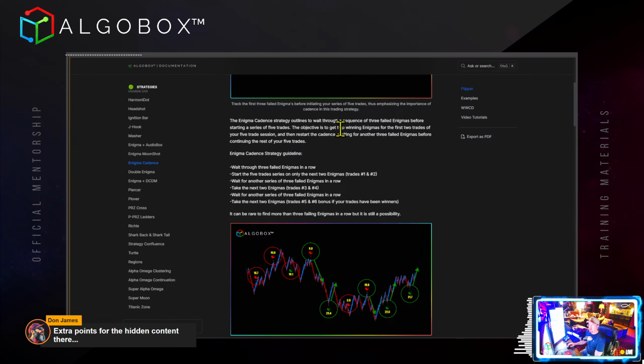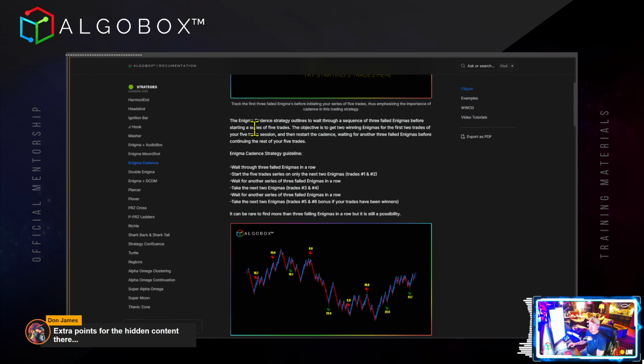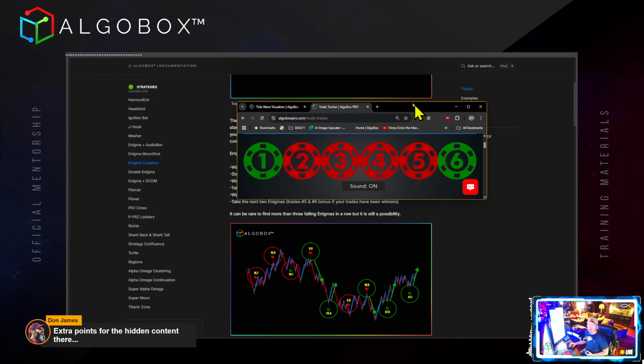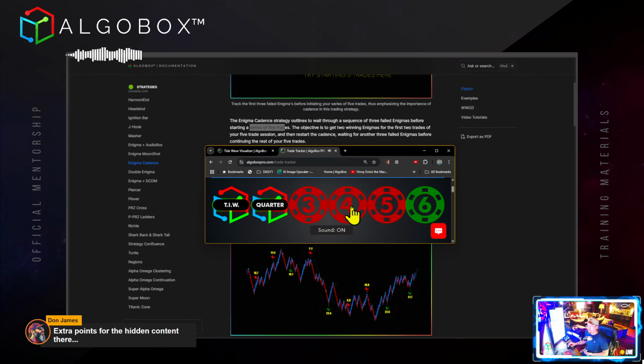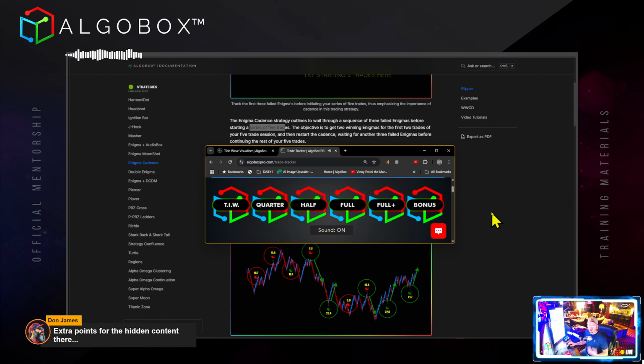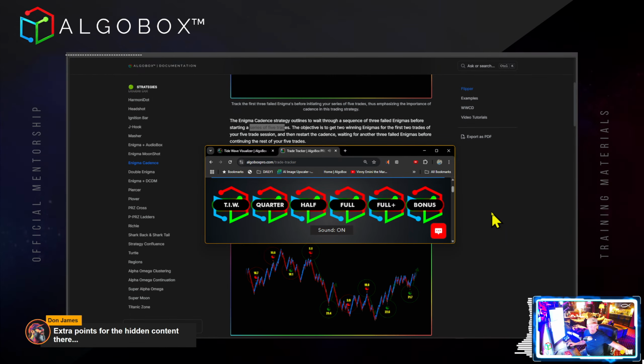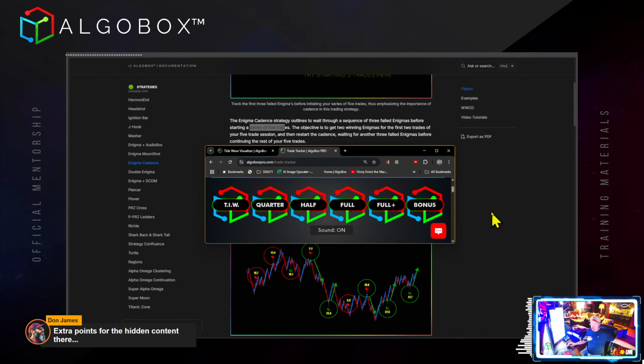The Enigma Cadence strategy outlines a wait through a sequence of 3 failed Enigmas in the afternoon, starting a series of 5 trades. Now, the whole 5 trades concept we talk about with our 5 trade tracker. Remember, you can run this as the electronic version, or you can have your physical version on your table, like I've got over here on the left-hand side with my 5 coins. That's how I always started, with something physical, tangible, in front of my face. Usually I had it right there in front of me.